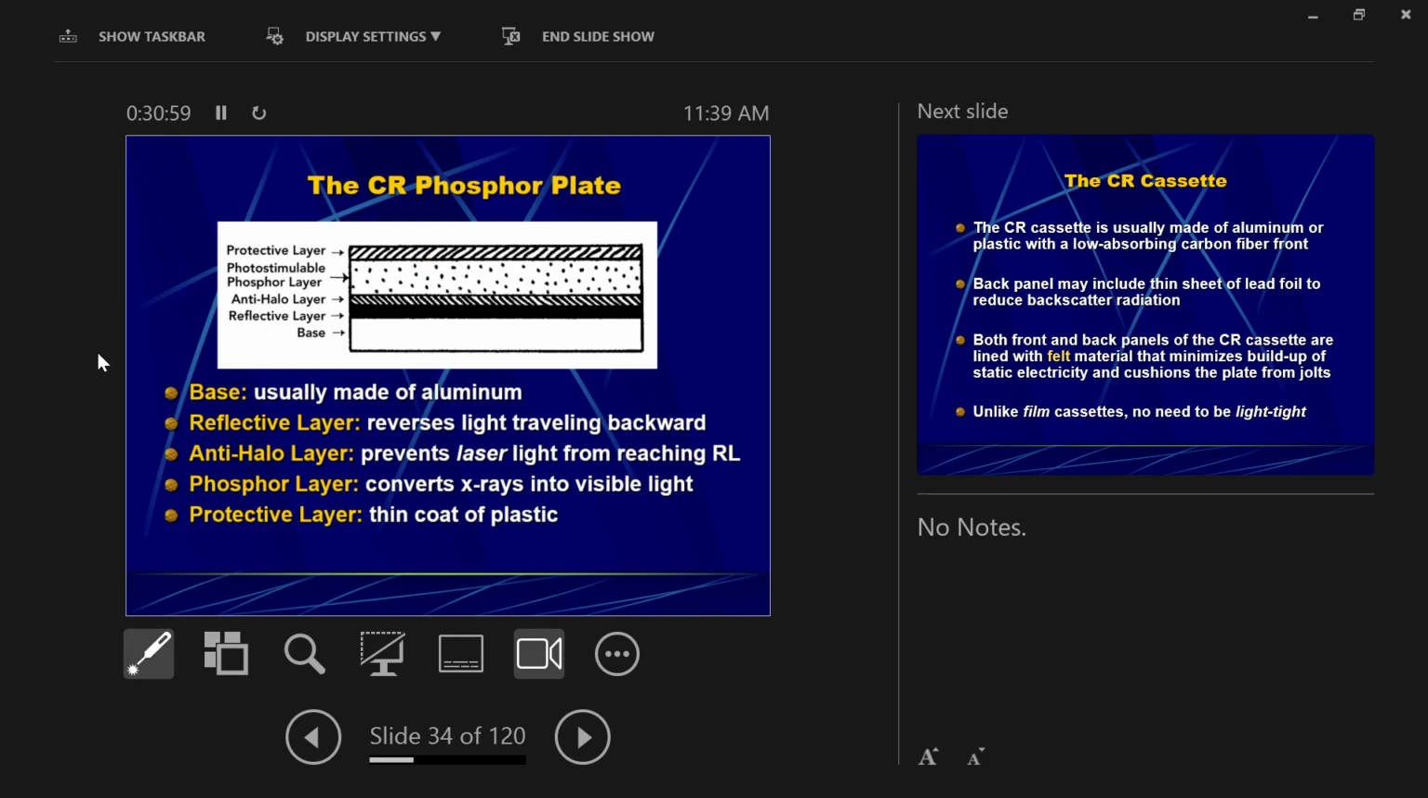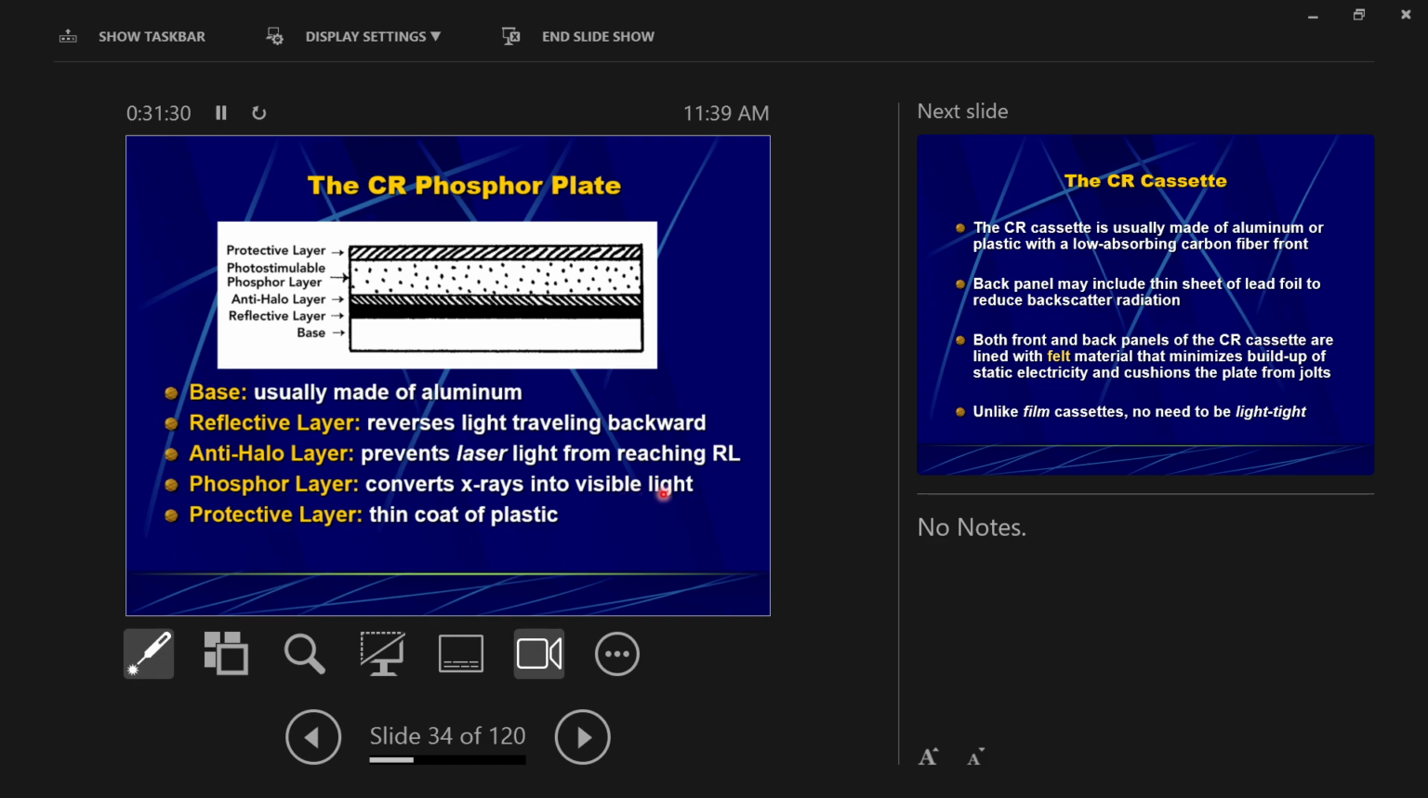Right here, just below the protective layer is the functional part of this plate, the thing that actually does the work. This is called the photostimulable phosphor layer. All of those words are important, and we'll unpack them in a moment. Photostimulable phosphor layer. What I want you to think about right now is that this is the layer that converts X-rays into visible light.